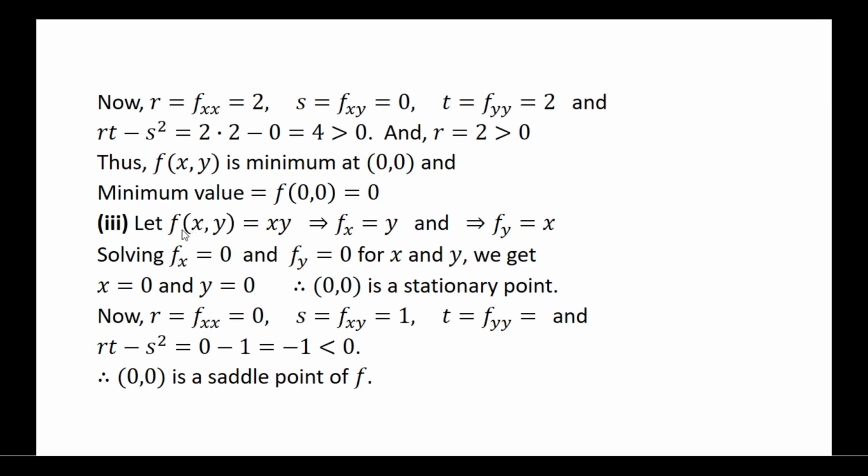Similarly, the next problem, f of x comma y equal to x into y. The stationary point is 0 comma 0 and the rt minus s square value is minus 1. So that means it is neither a maximum nor a minimum. So the function at 0 comma 0 has a saddle point.